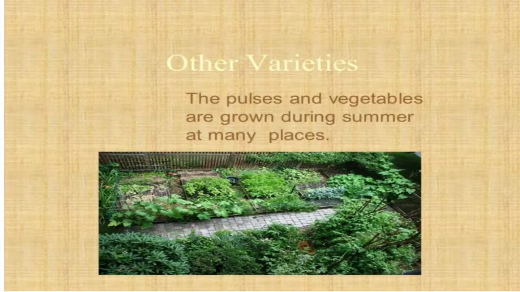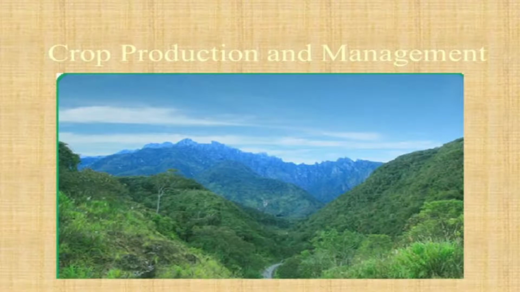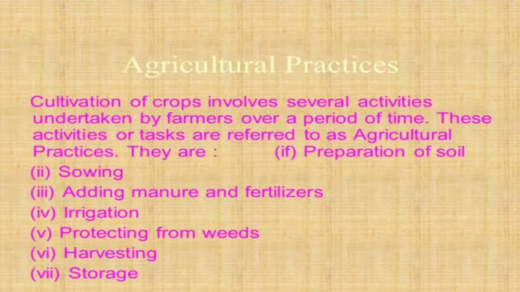So now, what are we going to do in this full chapter? That is agricultural practice. We are going to learn crop production and management, how to grow a crop and how to manage the crop, and make it into full cooking material, fully like vegetables.